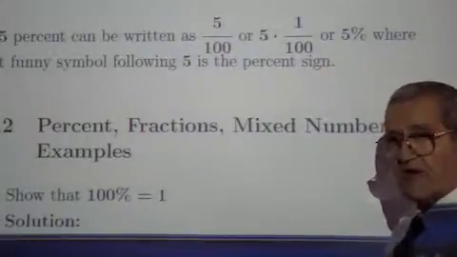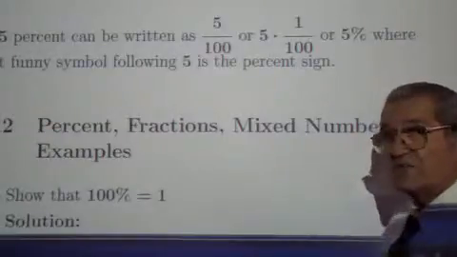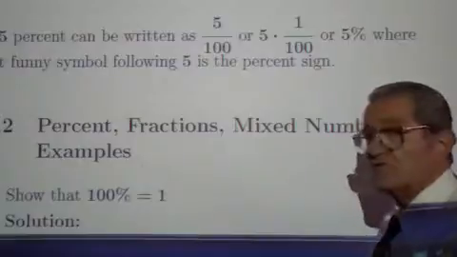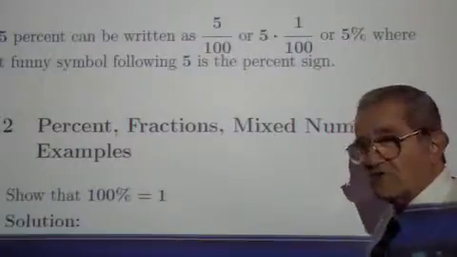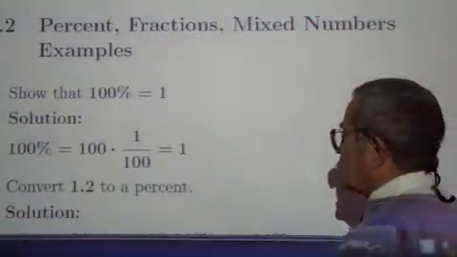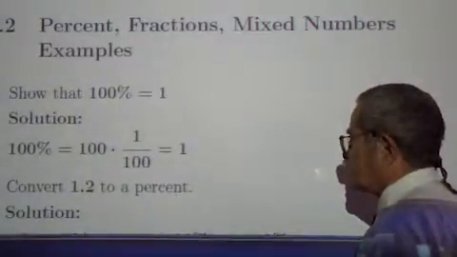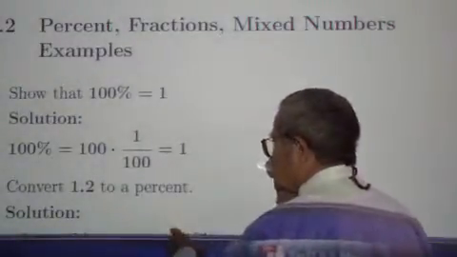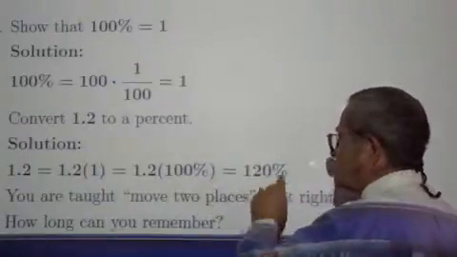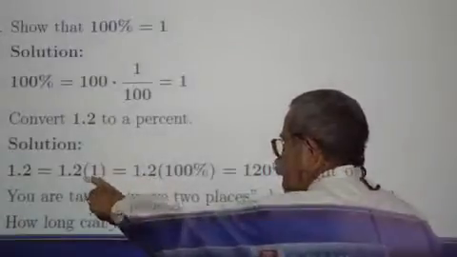You just multiply by 100. You move 2 places to the right. I don't want to say that too loud, but you move 2 places to the right. All you have to do is remember right. Okay, that's 100 over 100, which is 1. Convert 1.2 to a percent, multiply by 100%, you get 120%, right here. Multiply 1.2 by 1.